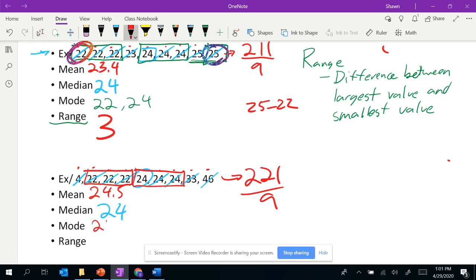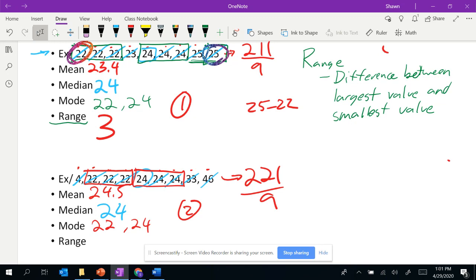So 22 and 24. These two sets of data, from number 1 and number 2, are very, very similar. We have a mean that's very similar: on the first one, 23.4, and on the second one, 24.5. So the averages, or the means, are very similar. The medians are exactly the same. The middle number is 24 for both of them. And they're both bimodal, with 22 and 24 being their modes for both of them.